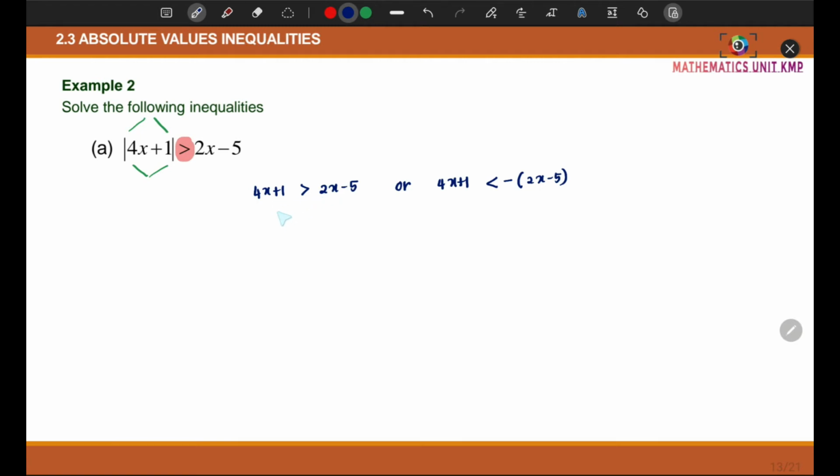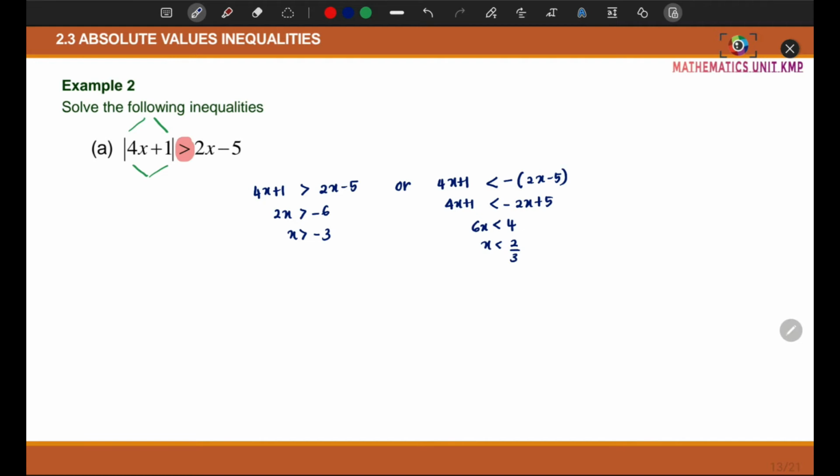So 4x minus 2x, 2x greater than negative 5 minus 1, negative 6. So x is greater than negative 3. 4x plus 1 less than negative 2x plus 5. So 4x plus 2x is 6x less than 5 minus 1, 4. So x less than 2 over 3. So 4 divided by 6 is 2 over 3.